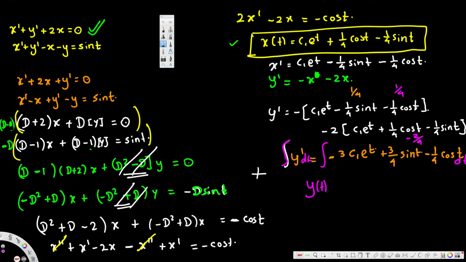That's equal to, if you integrate e power t, that's still e power t, so negative 3 c1 e power t. And if you integrate sin t, the integration of sine is negative cos, so negative 3 over 4 cos t, and the integration of cos is sine, so that's going to remain 1 over 4 sin t, and we have to add a constant. Let's put it as c2, because we already used c1 here, so I put c2 as a constant, and that's our final answer.